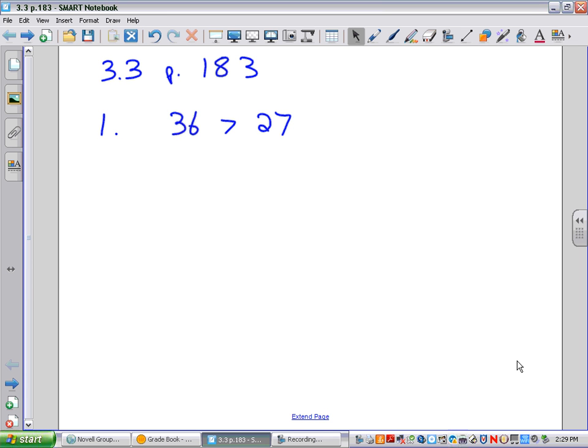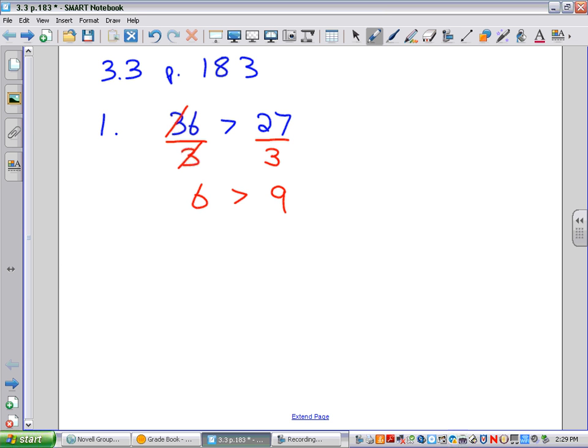Well, this first problem, there's no negatives, so we don't have to worry about that. It just says 3b is greater than 27. So 3 times what number would give you an answer that's bigger than 27? Well, to solve that, you simply divide by 3. And your 3's can be marked out. They become 1. And you get b is greater than 27 divided by 3, which is 9.